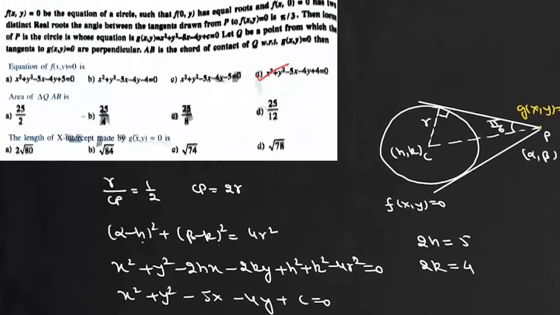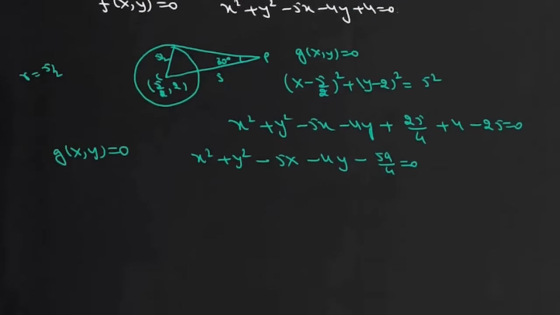Now we have to find area of triangle QAB. And Q is the point from where tangents to g(x,y) are perpendicular. So this Q will lie on director circle of g(x,y). And AB is chord of contact of Q with respect to g(x,y) equals 0.